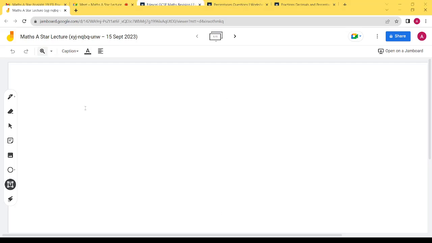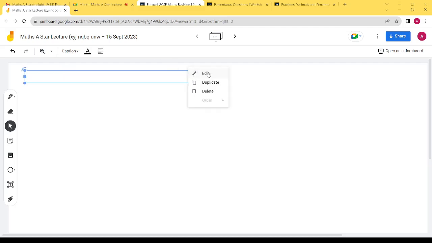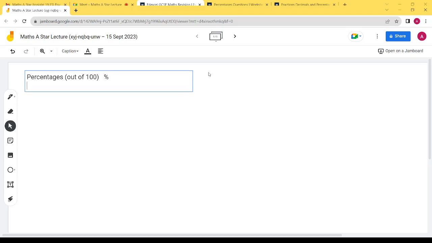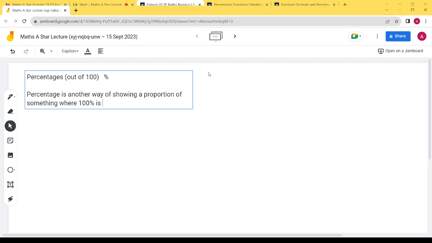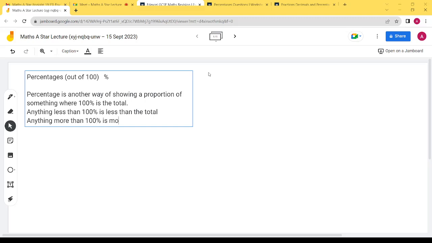Okay, so as said, we are going to start today looking at percentages. Percentages is just a fancy way of saying out of 100, and it's shown by this sign. Percentage is another way of showing a proportion of something where 100% is the total. By that notion, anything less than 100% is less than the total, and anything more than 100% is more than the total.